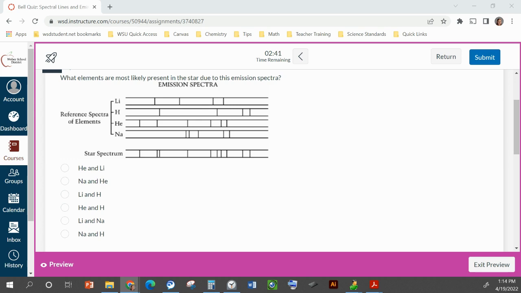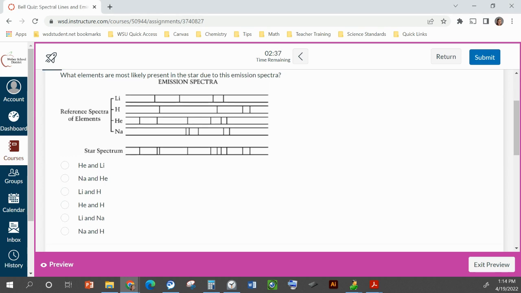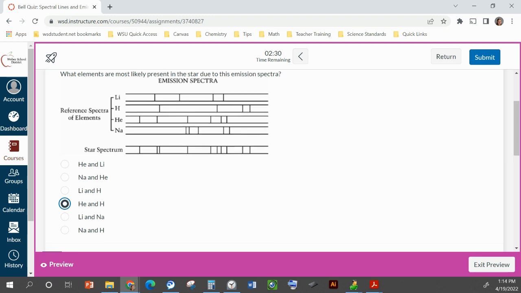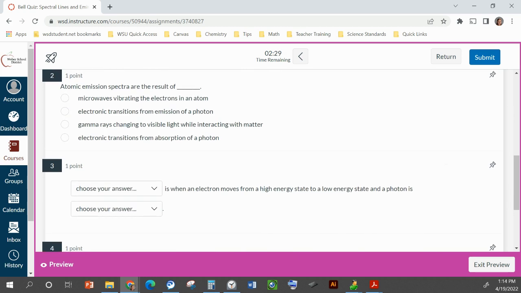Okay, those different lines represent different wavelengths of our light. So helium and hydrogen. Good. Questions on that? You guys think you could do that on a test? Okay. All right. Next question.